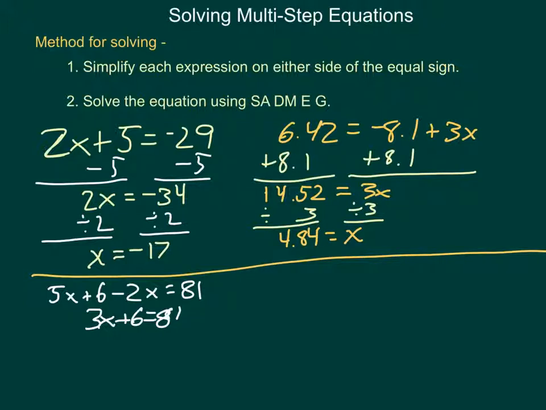Any other simplification to happen? No, we do not. So we dive into it. So we start out with SAD-MAG. Do we have any subtraction or addition? Yes, we have a plus 6, so I'm going to subtract 6 from each side of the equal sign. This tells me that 3x is equal to 75. Then, do I have any division or multiplication? Yes, I have multiplication, so if I divide both sides by 3, I come out with a final answer of x equals 25.